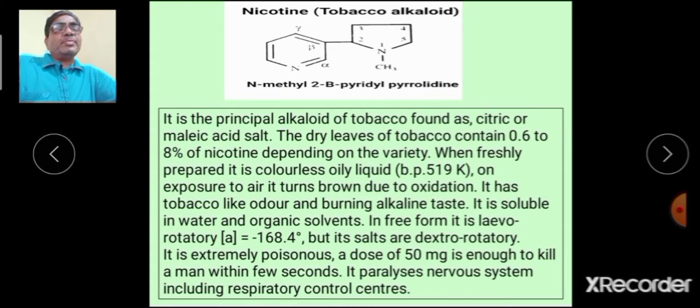When freshly prepared, it is a colorless oily liquid having boiling point 519 Kelvin, while on exposure to air, it turns brown due to oxidation. It has a tobacco-like odor and burning alkaline taste. It is soluble in water and organic solvents. In free form, it is levorotatory, but its salts are dextrorotatory.